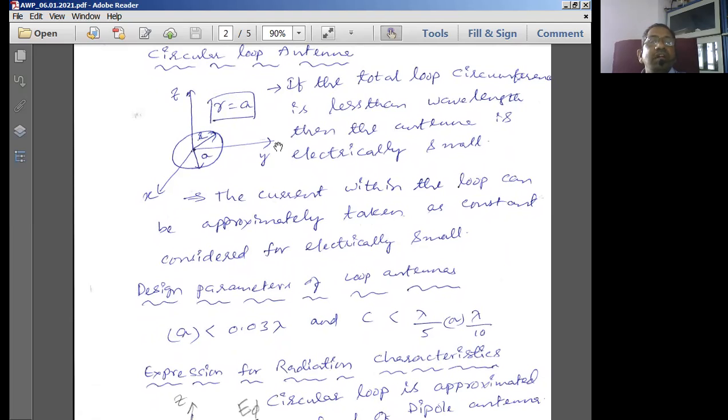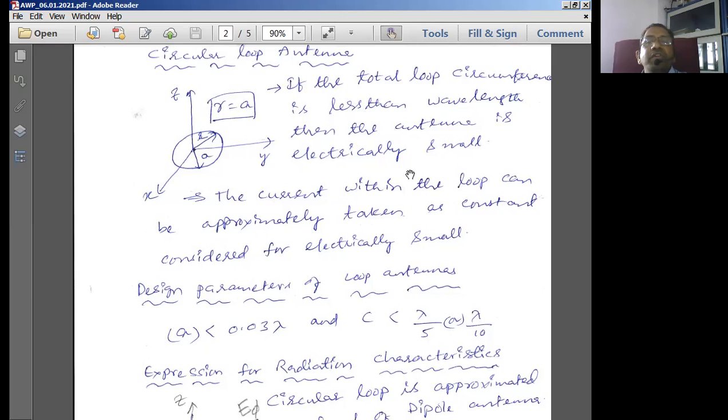So if you imagine a rectangular coordinate system, we normally place a circular loop antenna like this, where this is the origin of the coordinate system as well as the center of the circular loop antenna. And r and a are both the same, equal to the radius of this circular loop antenna.